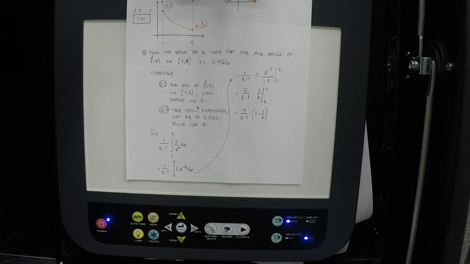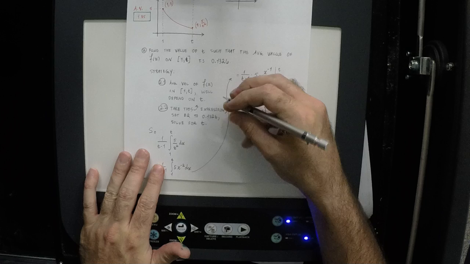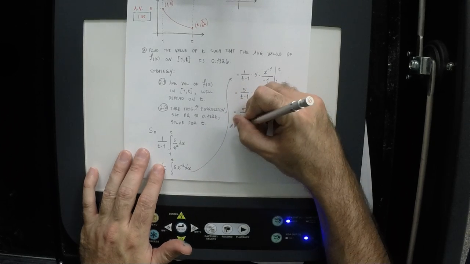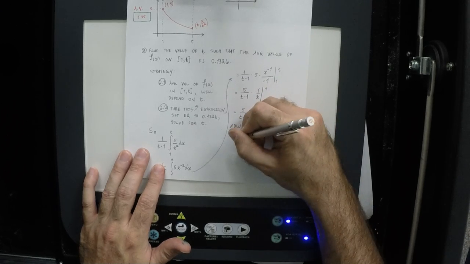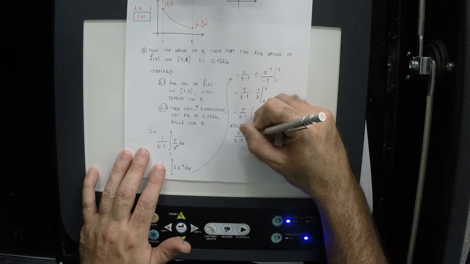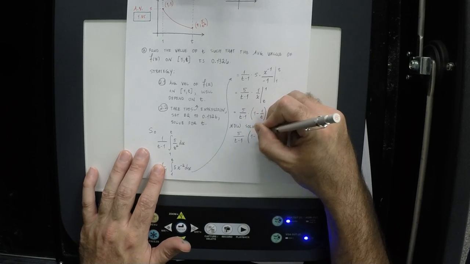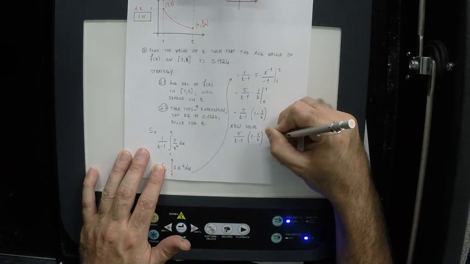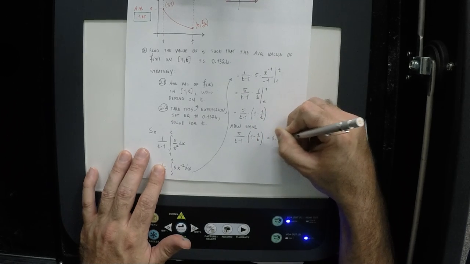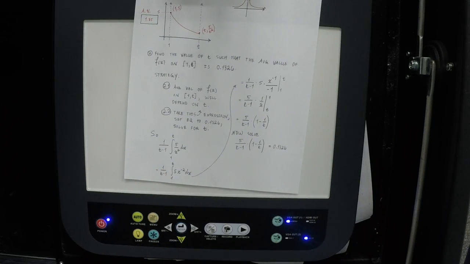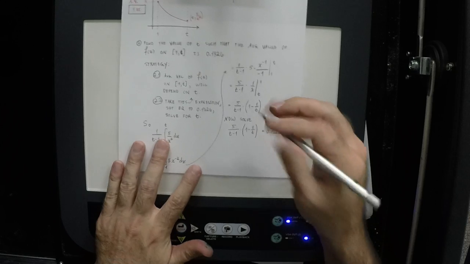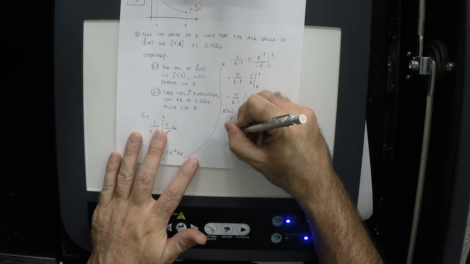Okay? So now what do we do? We set that equal to 0.1326. Yes. So now we're going to solve 5 over t minus 1 times 1 minus 1 over t equals 0.1326. Because when we figure out the t that does that, that's the answer to the question. Okay? Well, in the interest of time, I'll show you how to do it.